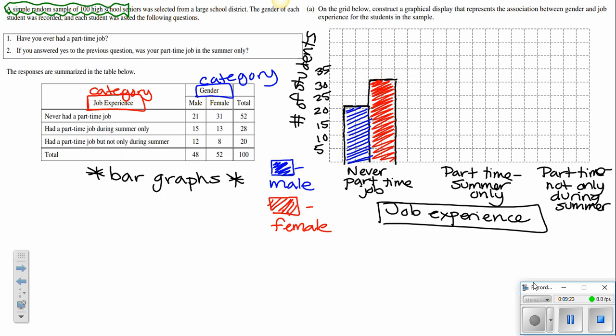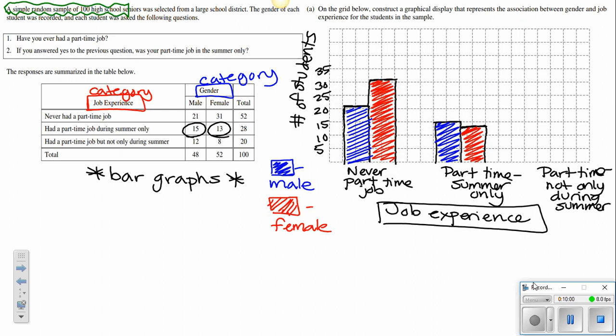All right, so for the second one, we're going to do part-time job only. That's when we have 15 and 13. So 15 male students had a part-time job only during the summer. So that's going to be here. And then for females, it's 13, so we're going to go a little bit less than that. Probably a little bit lower than what I made there. That's not perfect, but you get the gist. Okay, so that one's going to be red, and the other one's going to be blue.